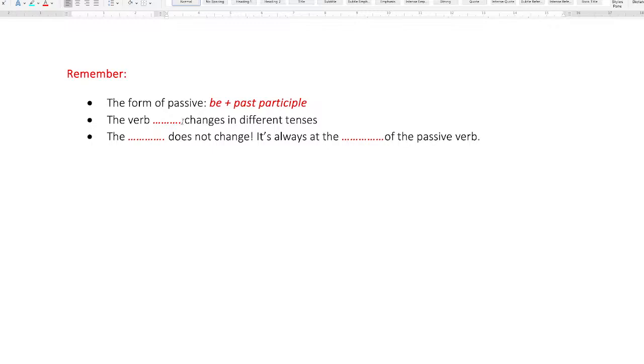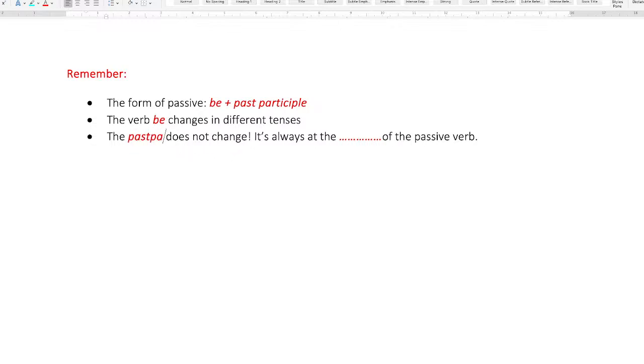The point of this class, the thing that I want to show you, is that we can use the passive in different tenses. Tense and passive, they're not the same thing. You can use the passive in any tense. If something happens in the past, the present, or the future, you can say it in the passive. What changes when we do it is the verb to be. What does not change is the past participle. The past participle is always at the end of the passive verb.